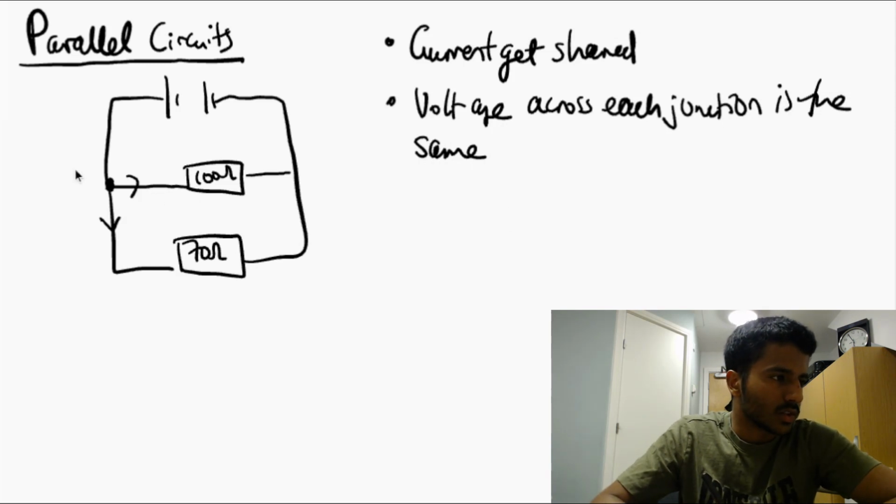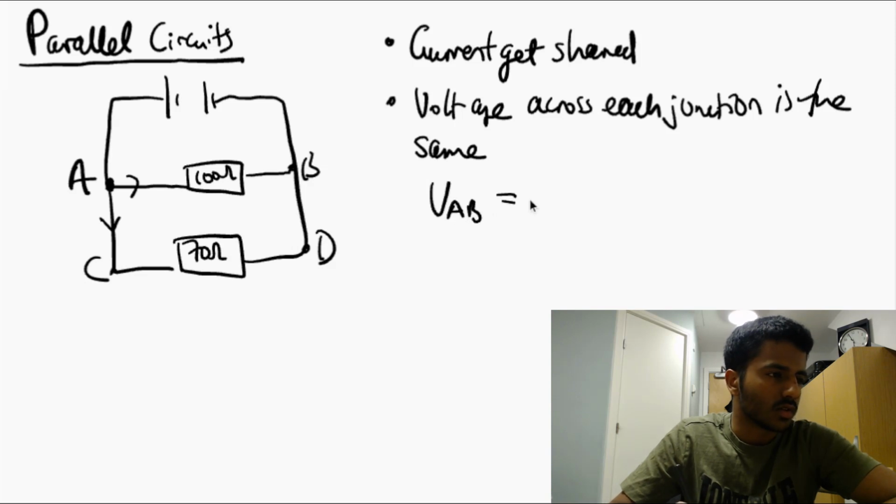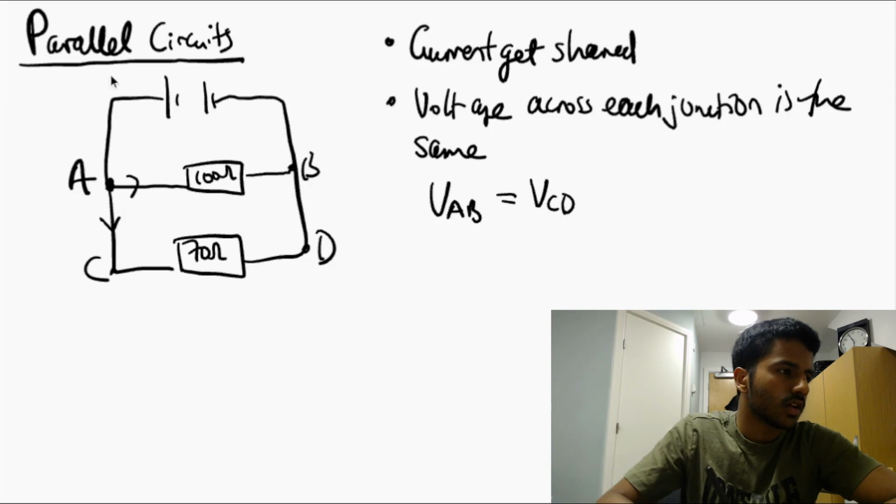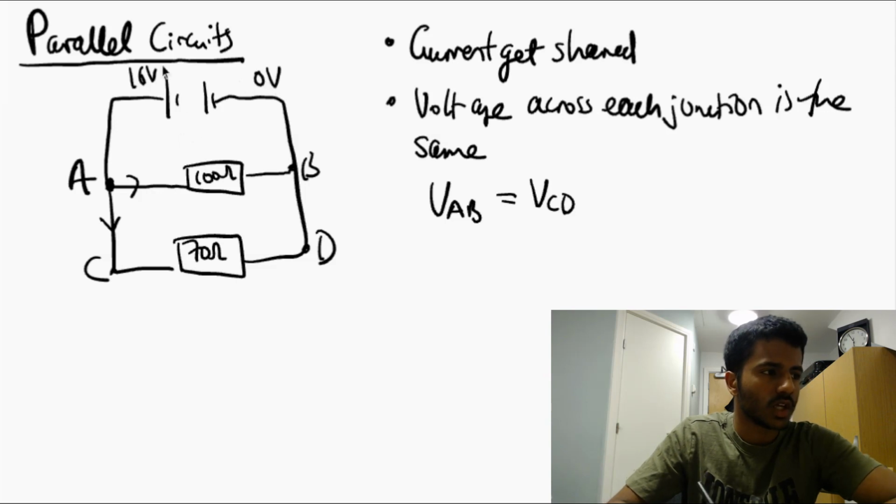So if you label these points A, B, C, D, VAB is equal to VCD. And let's say that the voltage here is 16 volts, which means that when it comes back it'll be 0 volts. That means they're both equal to 16 volts.